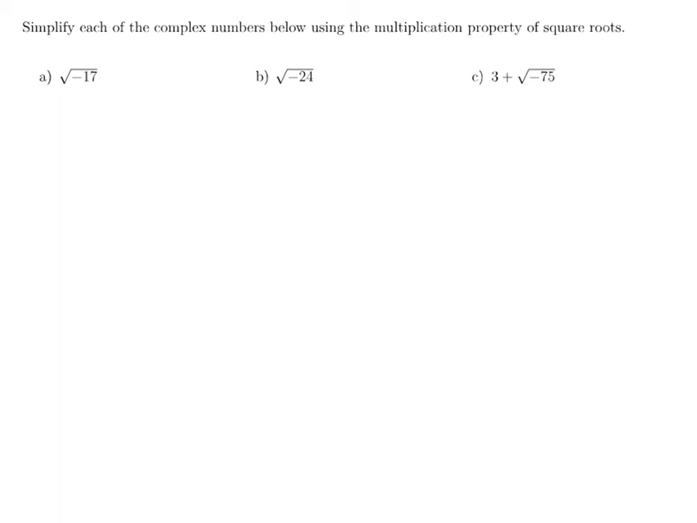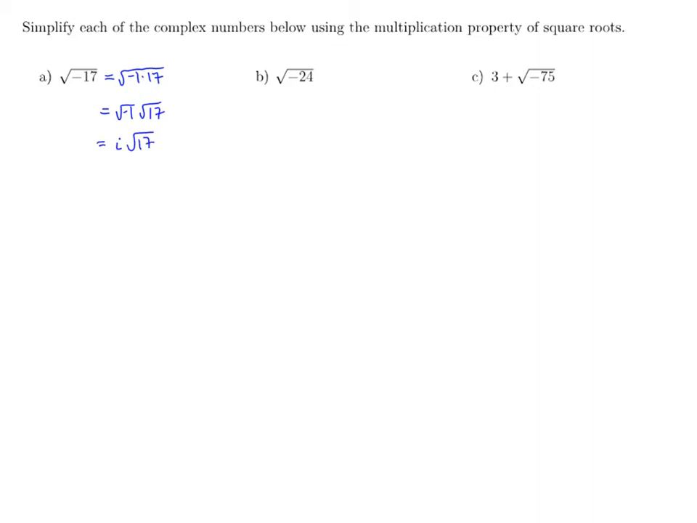With the square root of negative 17, 17 doesn't have any perfect square factors, so there's not going to be anything that I can simplify there. All that I'm going to do is break this apart into the square root of negative 1 times 17. And then I can use the multiplication property to break that down into the square root of negative 1 times the square root of 17. And so I'm going to write this as i times the square root of 17.